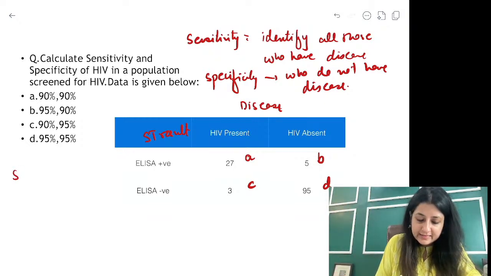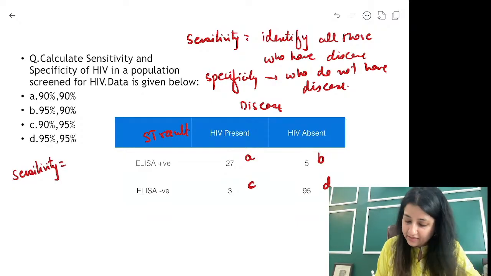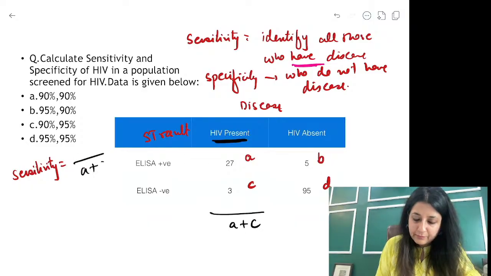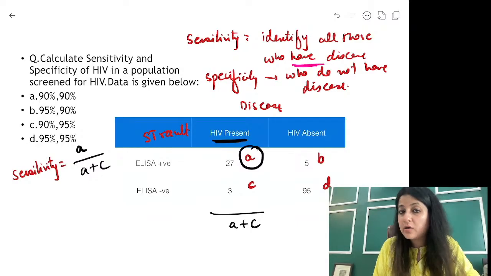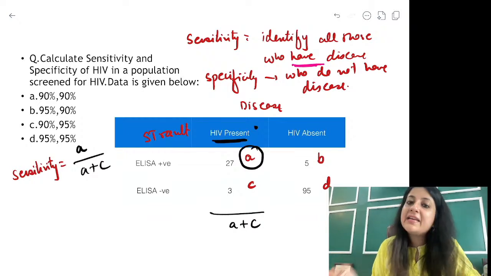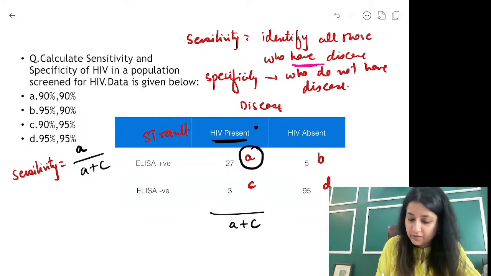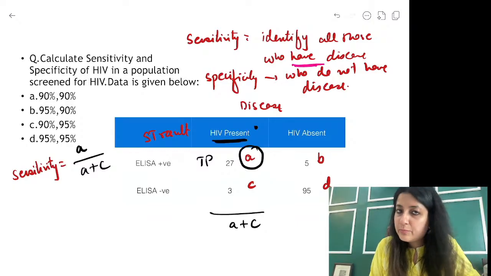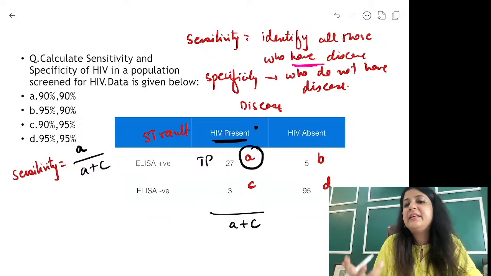Now I asked you sensitivity. Sensitivity की formula क्या होता है? What is the formula? It is to identify correctly all those who have the disease. Now, if you look at the 2x2 table, HIV present. कितनों में present है? A plus C. Right? A plus C. But screening test, ELISA identified it in A. Now, the real question is, what is A, what is B, what is C, what is D? So, A means you are HIV positive and ELISA also said that you are HIV positive. So, this is the true positive. What is B? You are not having HIV, but ELISA unfortunately said that I am HIV positive.